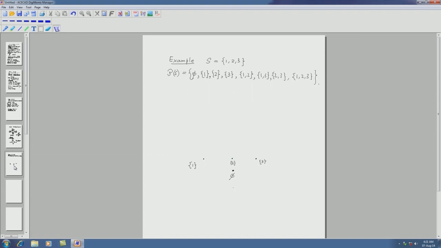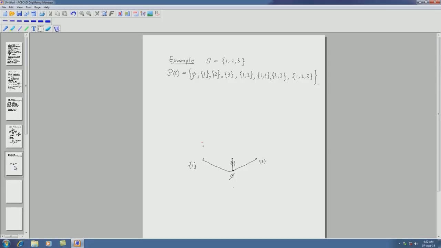Now, we see that I have a direct relation from phi to 2. So, this is a straight line. This is a straight line and this is a straight line. Now, what I do is that I draw the next layer of elements. This is 1, 2. So, 1 is of course related to 1, 2. So, I will join 1 and 1, 2, and 2 is of course related to 1, 2. So, I will join 2 and 1, 2.